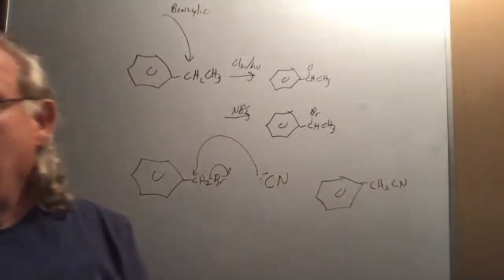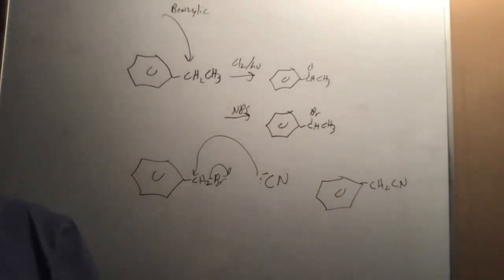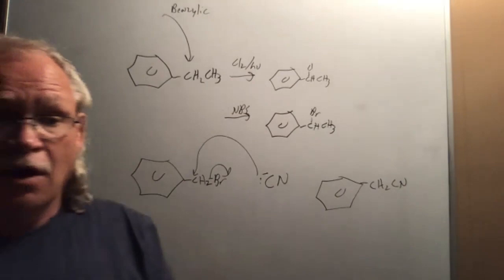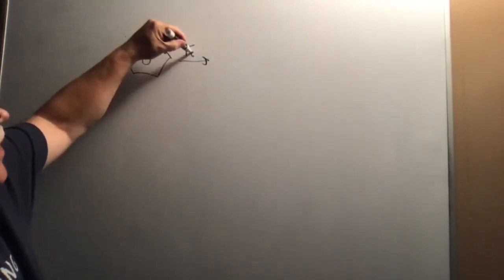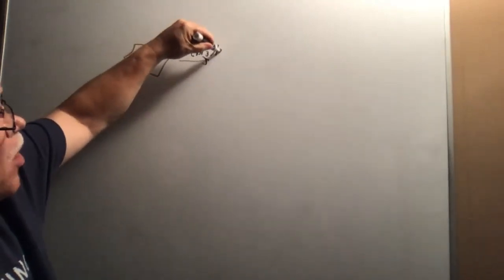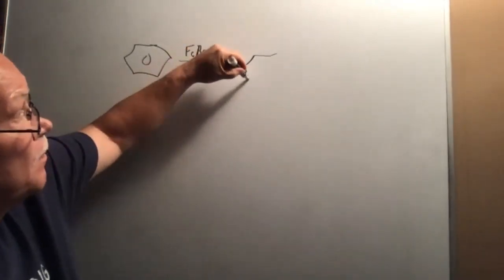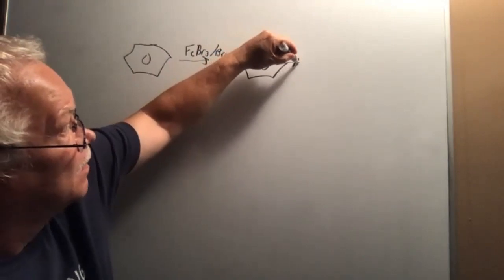Now, there's one more reaction that is not on the bottom of page 7 that needs to be talked about, okay, that we have not talked about. So let me go ahead and add it to the bottom of page 7. Suppose I have an aromatic ring and I add FeBr3 and bromine. What does that do for me? That puts the bromine on the aromatic ring.